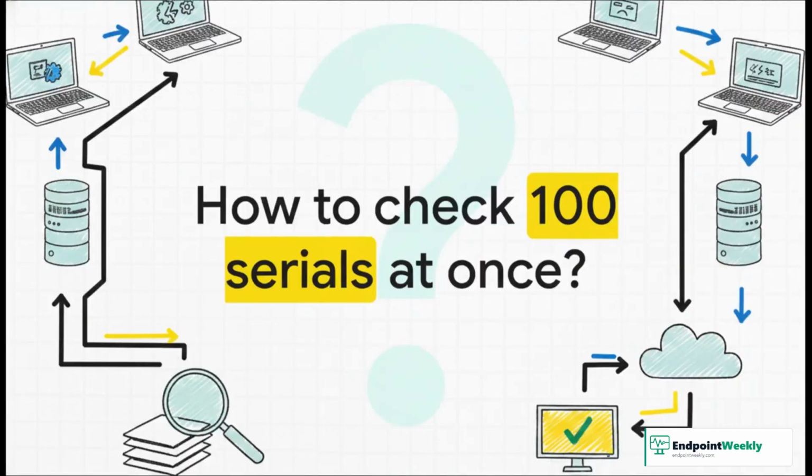So, let me pose a very real scenario to you. Imagine you've just received a massive shipment of, say, 100 new laptops. Or maybe you've got a user staring at a failed out-of-box experience screen, an OOBE failure, and that help desk ticket just got escalated directly to you. How exactly do you check those 100 Autopilot serial numbers all at once? How do you know for sure if a specific device's hardware hash actually made it into your tenant? If you're still relying on the default tools, well, you already know the exact frustration I'm talking about.